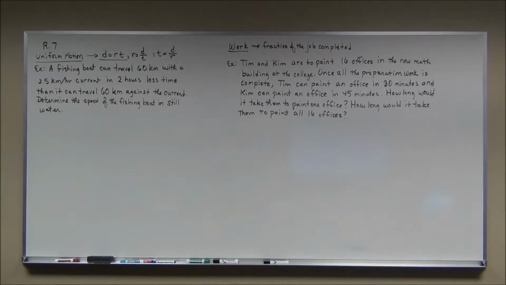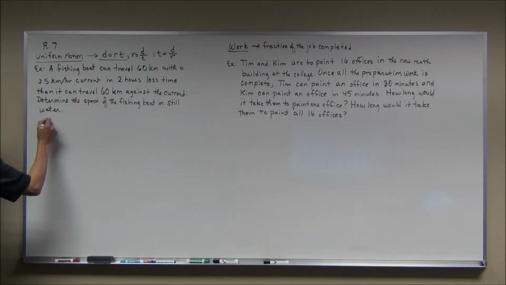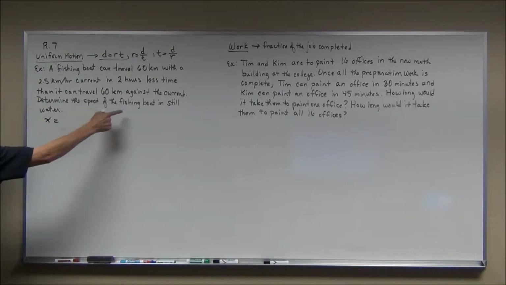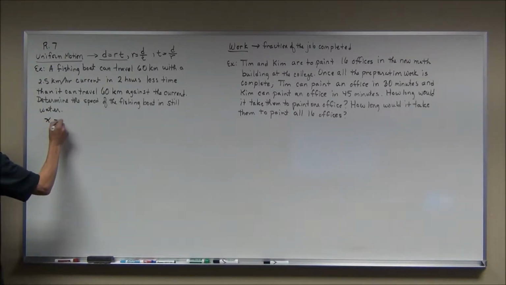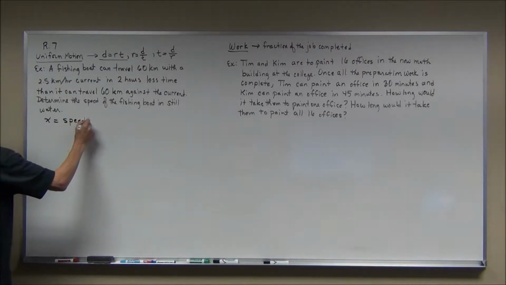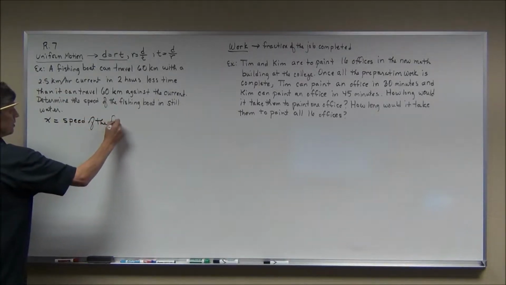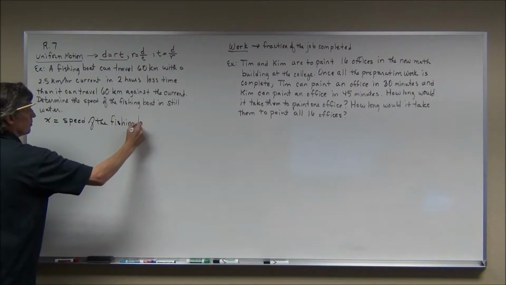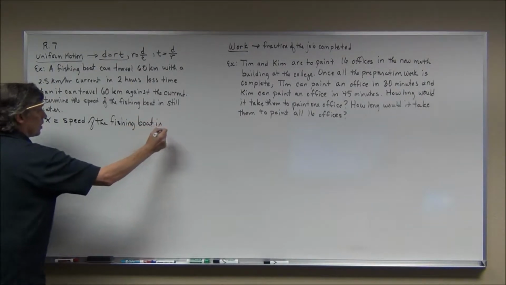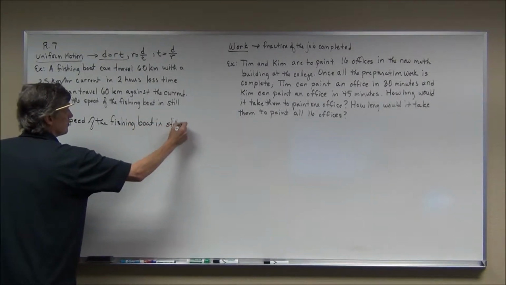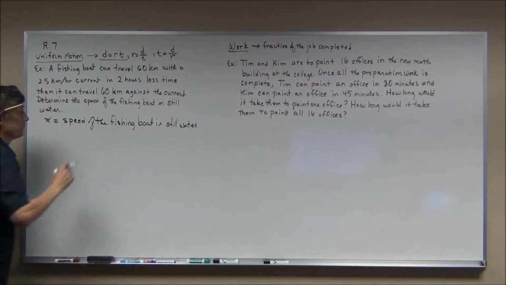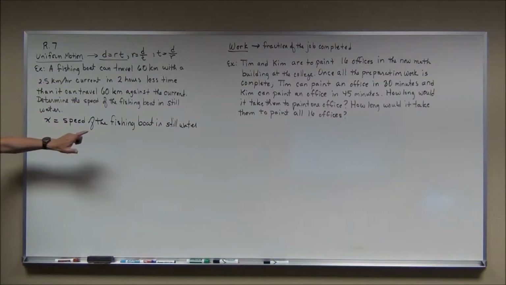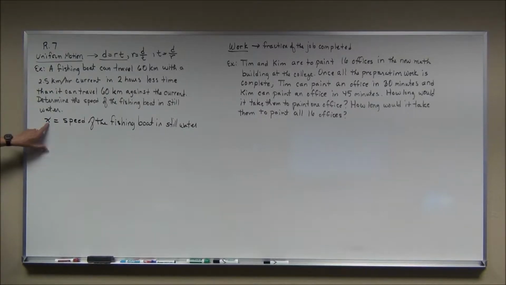Now, again, read this a couple times, make sure you understand it. We're going to use that 5-step method. The first thing I am going to do is, I'm pretty sure that my variable in this case is going to be the speed of the fishing boat in still water. So I'm going to let x represent the speed of the fishing boat in still water. The reason I'm going to write that out is so I don't get confused what my unknown is. I read it carefully, I state the variable, and now the tricky one.